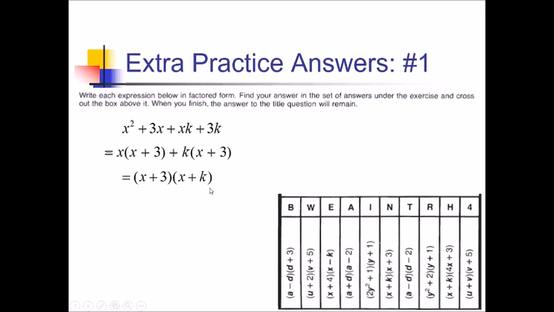Looking at my answers, I'm looking for x plus 3 and x plus k, so it looks like I'm going to see that right here, this one kind of in the middle, so that means I'm going to cross off this n and move on to the next question.